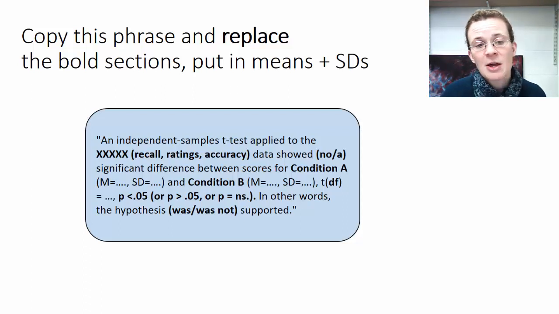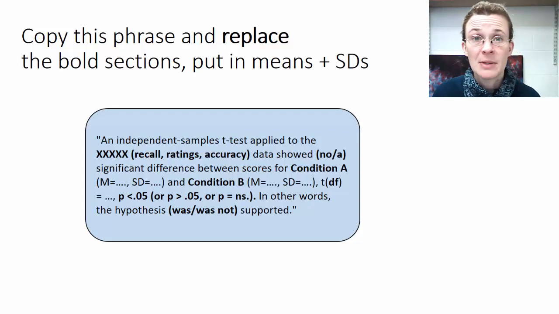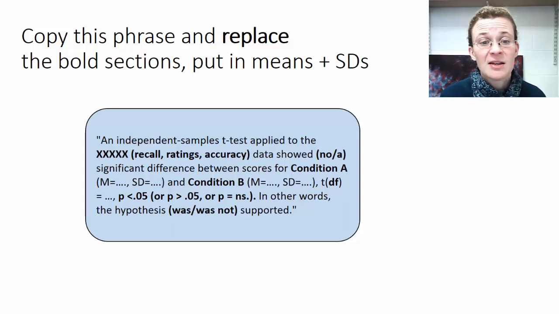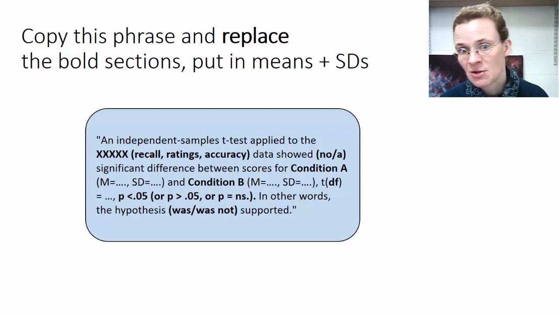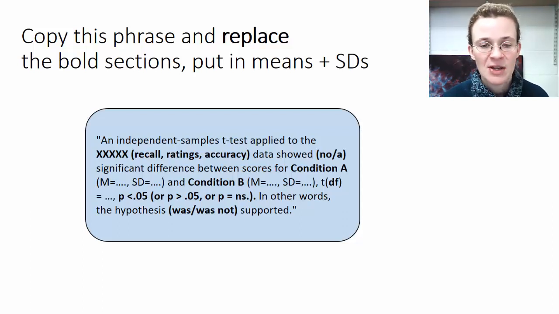So an independent samples t-test, which is the one we will be doing, applied to the data, and you will find out what kind of data they are. So choose the relevant one. Showed either no or a significant difference between the scores for condition A, which has a certain mean and a certain standard deviation, and condition B, which also has a certain mean and a certain standard deviation.